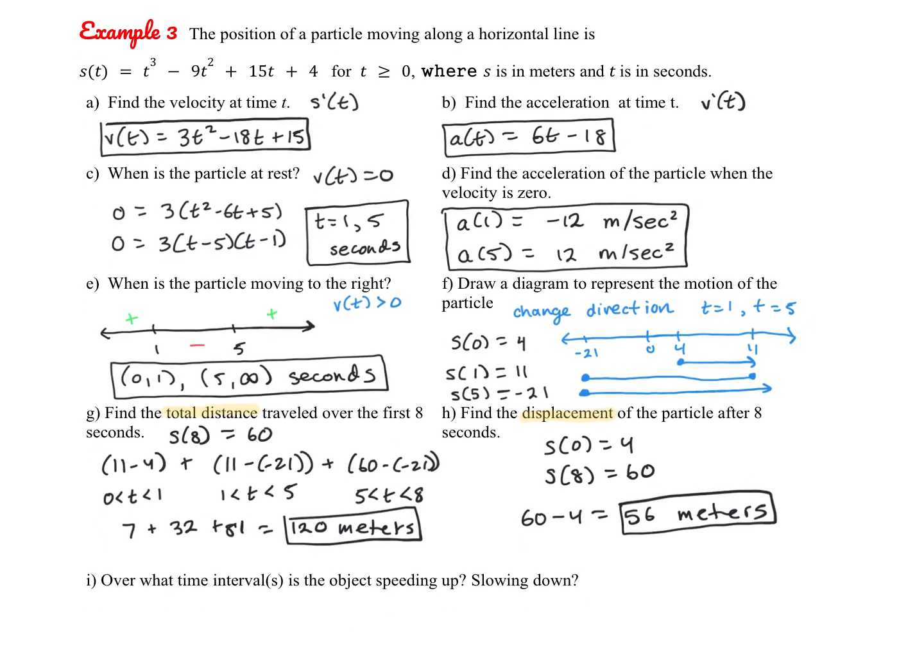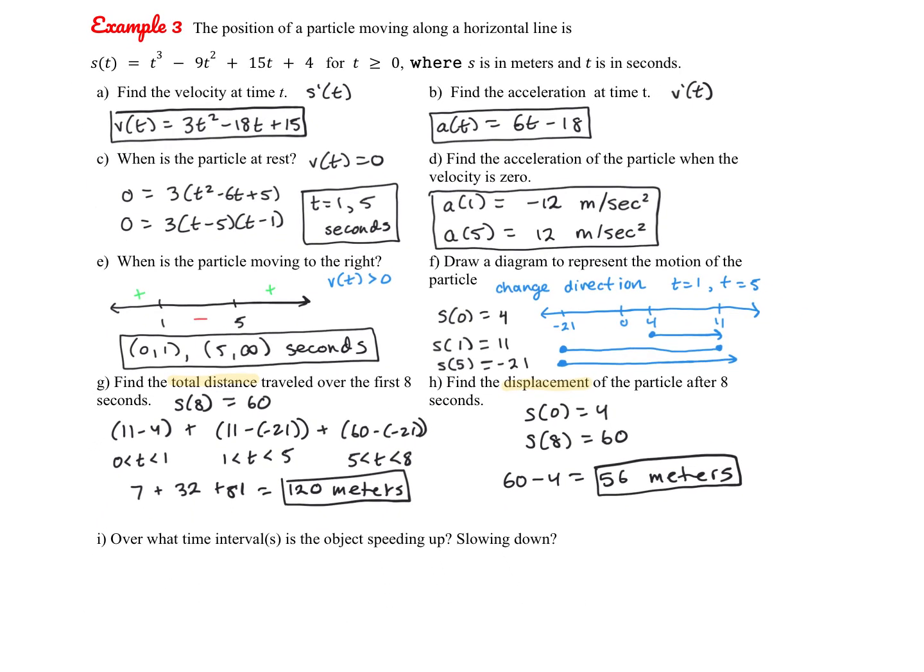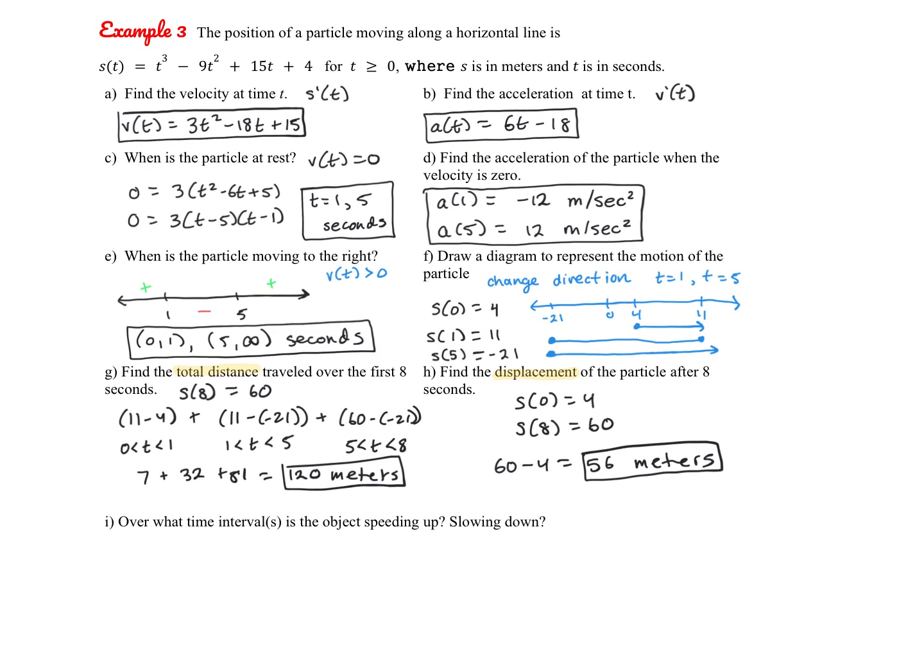All right, the last thing we're going to look at is over what time intervals our object is speeding up or slowing down. So remember, our object will be speeding up when the sign of velocity and acceleration is the same, and it's slowing down when they're opposites. So we want to compare the signs over different intervals, and those intervals will be determined by their x-intercepts, because those are the locations where our function might cross over from negative to positive or from positive to negative.